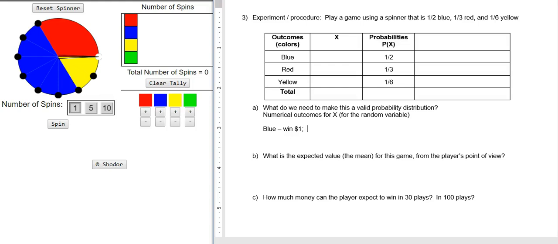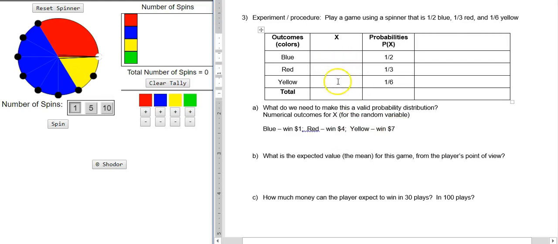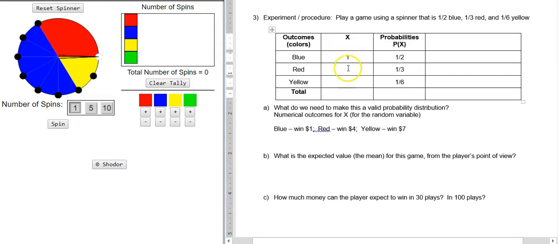And that for the red, that you'd win $4. And for the yellow, that you would win $7. Now we've got some numerical values that we can put in for our x. Now how we put these in depends on whose point of view we're looking at this from. Right now we're going to look at this from the player's point of view. So if I'm playing this game, I'm going to put these outcomes as that I'm winning money each time. That means my outcomes here are going to be positive numbers. So I have a +1, +4, and +7.